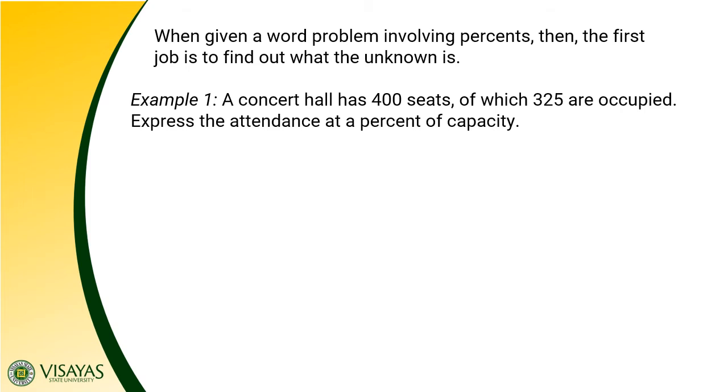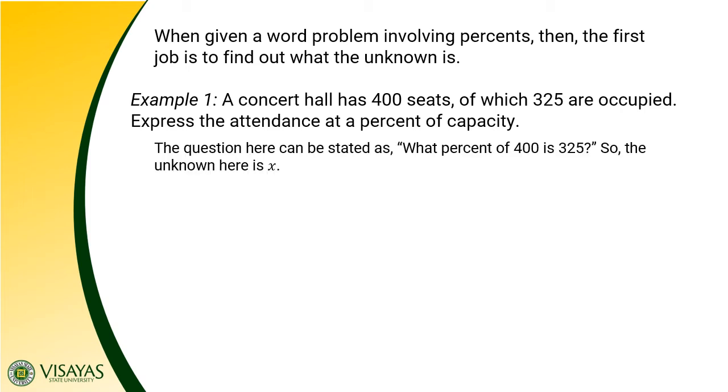Okay? A concert hall has 400 seats, of which 325 are occupied. Express the attendance as a percent of capacity. Okay? Ibig sabihin, yung kinukuha naman natin dito, ano yung unknown? Is it the x, y, or z? It is yung percent naman. So, it is the x. Okay? Yung kinukuha natin is ilang porsyento ba yung na-occupied na seats out of the 100% capacity ng concert hall, which is 400 seats.